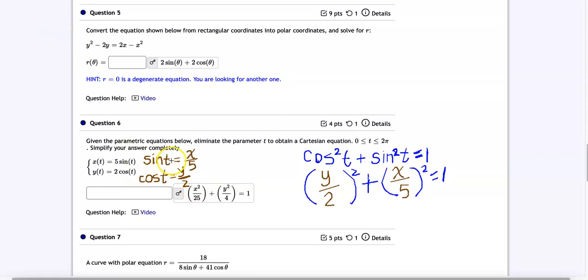So sine t is equal to x over 5, cosine t is equal to y over 2, and then we come over here and we replace cosine t with y over 2 and sine t with x over 5. Then when you square each of these, you end up with y squared over 4 and x squared over 25. Notice that the answer has the x squared first.